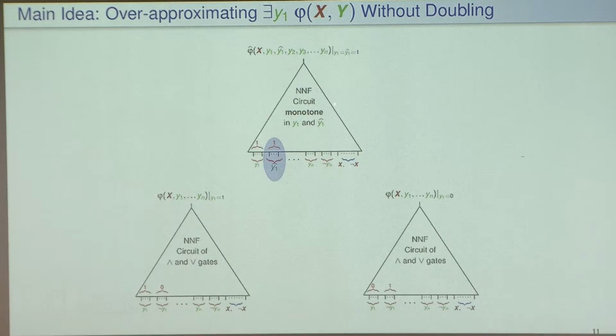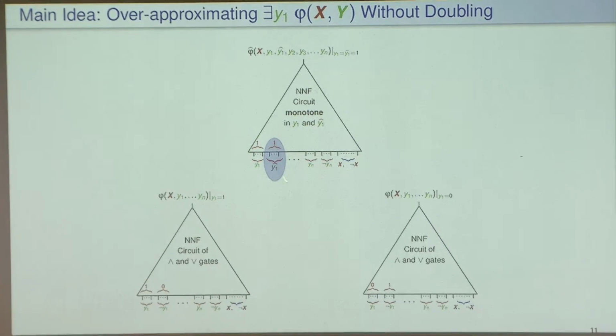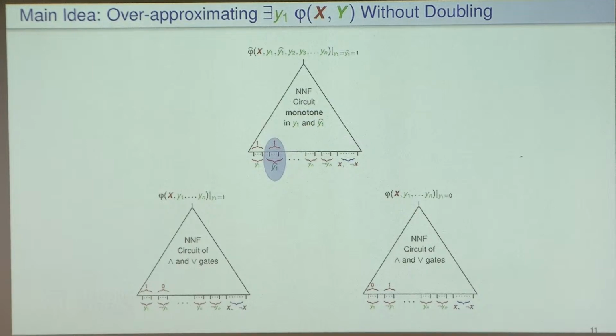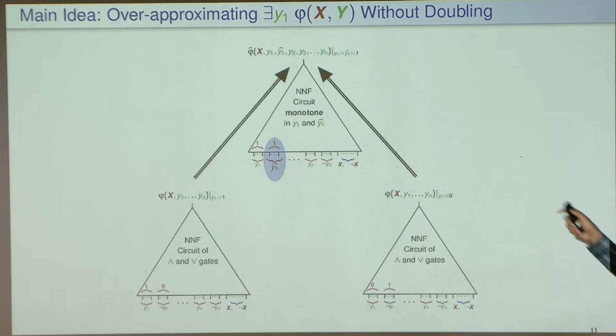Now I can say what happens if I plug in 1 for y1 and 1 for y1 hat. In other words, I take phi hat, the circuit where I have made these replacements, where negation y1 has been replaced by y1 hat, everything else is the same, and I plug in y1 and y1 hat both to be 1. Then how does this relate to these other two circuits? Well, it's easy to see that both of them actually imply this one.